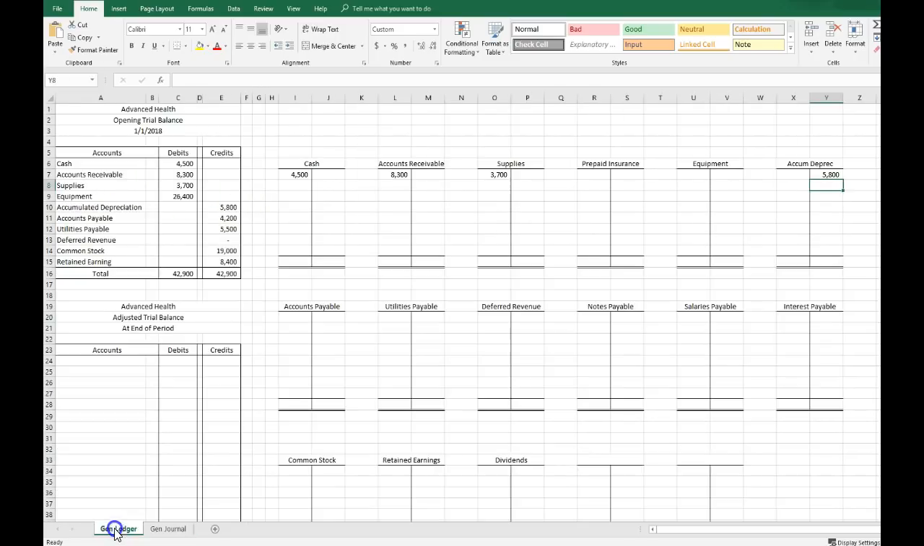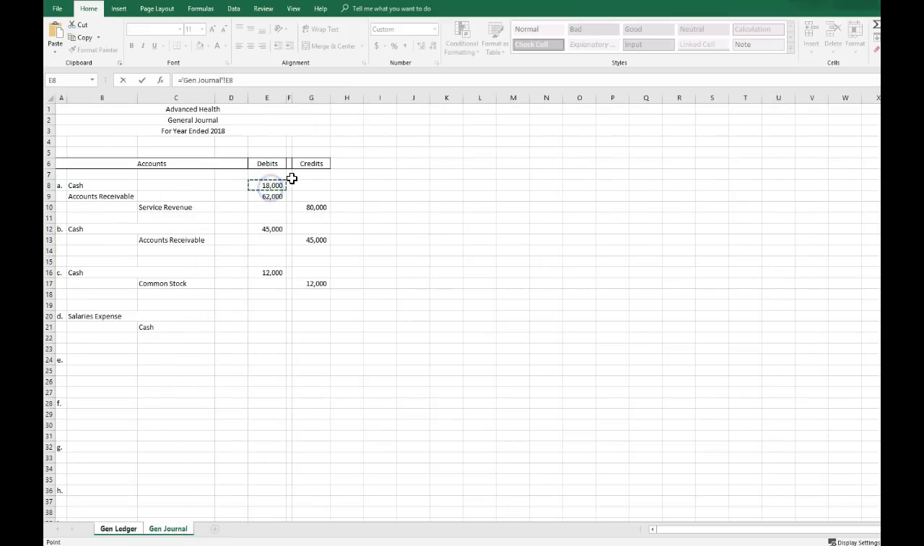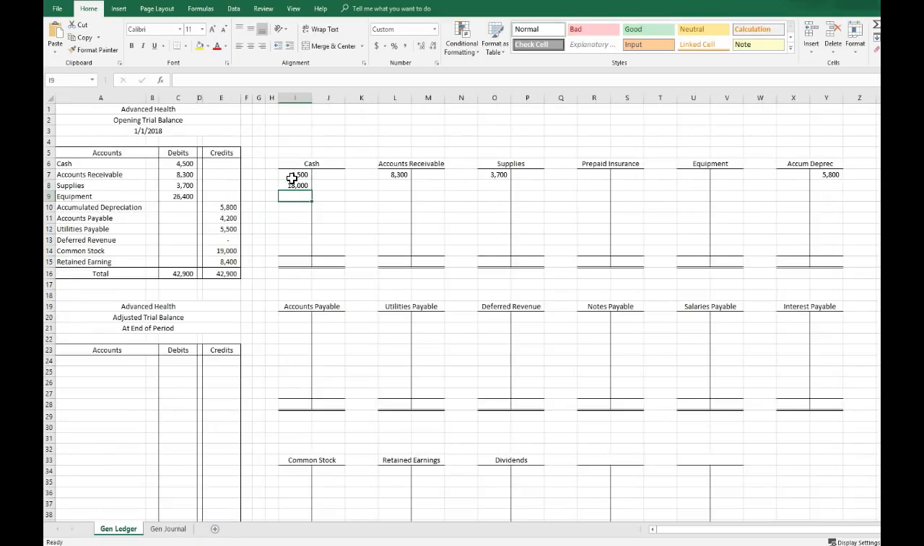Go back to the general ledger. We need to increase cash on the debit side here, $18,000. But again, don't type the dollar amount in. Cell reference the number. So make this equal to this tab, this number right here, and hit enter. And there's the $18,000 in the cash account.